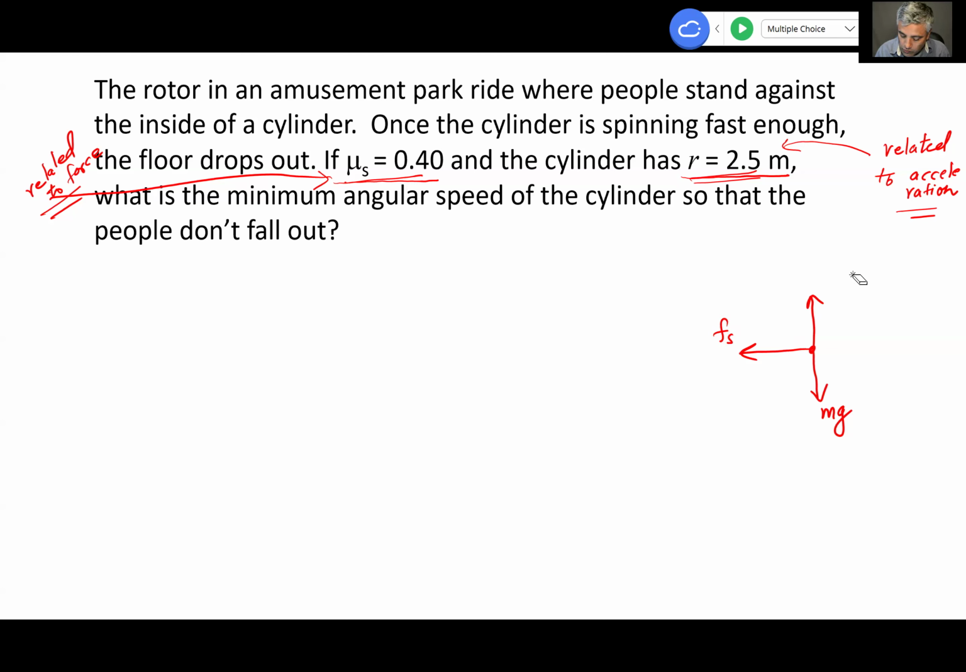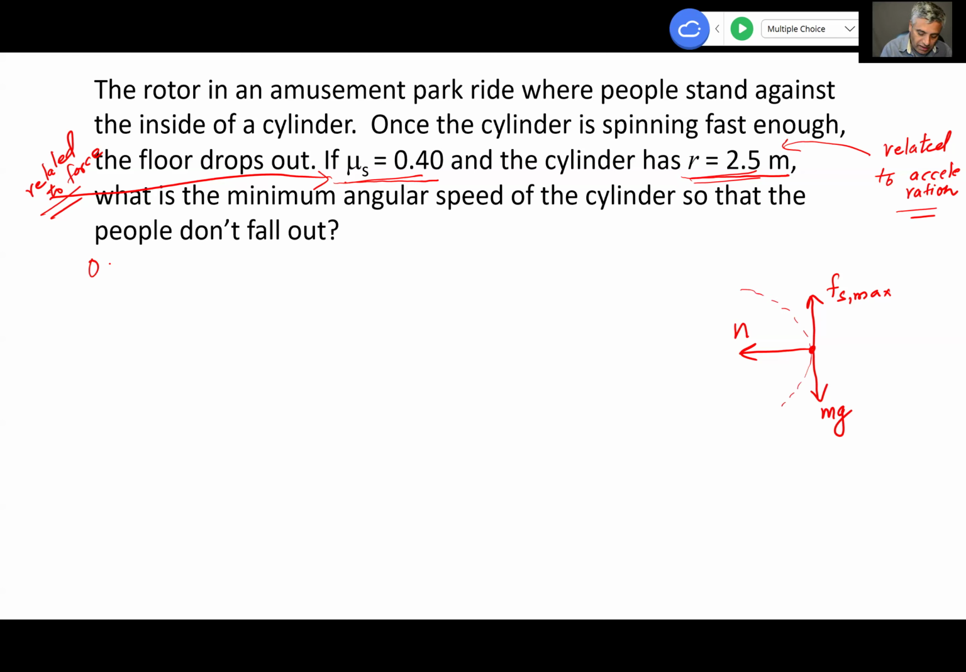Oh, nope, it is not the normal force. It was the friction force here. My bad. And then this is the normal force because the person is stuck on the wall. The wall is supporting the person. If we were to make a hole in the wall, what's going to happen? This person is going to just get out of the rotor wheel. Okay. So that's that.